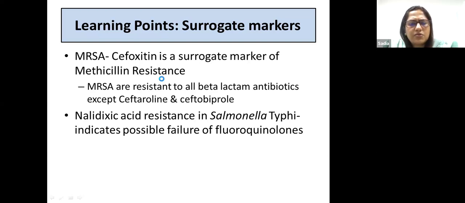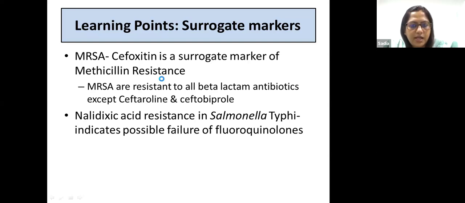results from them. So these are international standard practices where cefoxitin and oxacillin tell you whether cephalosporins, penicillins, amoxiclav, ampicillin, none of these will work in MRSA. So that you should be aware of, that cefoxitin or oxacillin are surrogate markers for methicillin resistant Staph aureus.